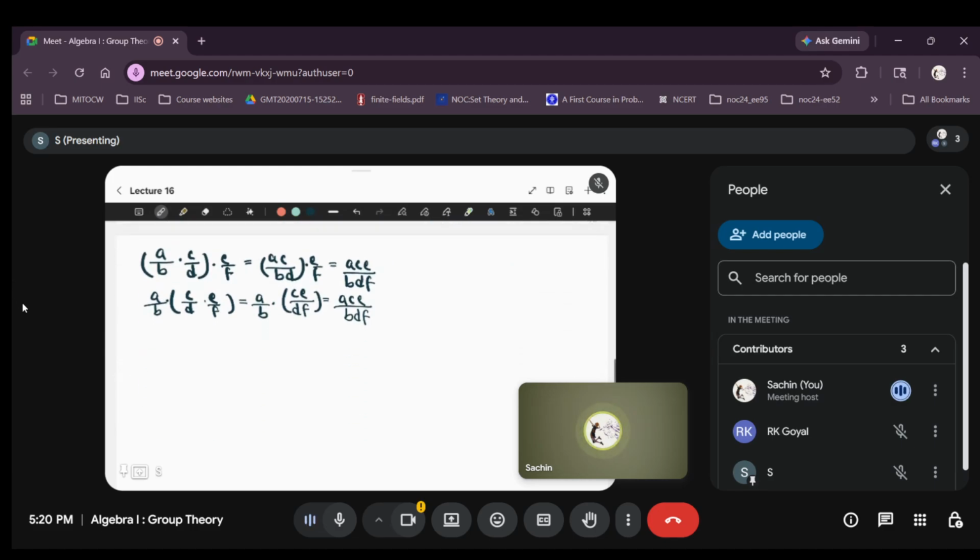Then distributivity. We will only show one side of the distributivity, one distributive law. The other distributive law follows because of commutativity.